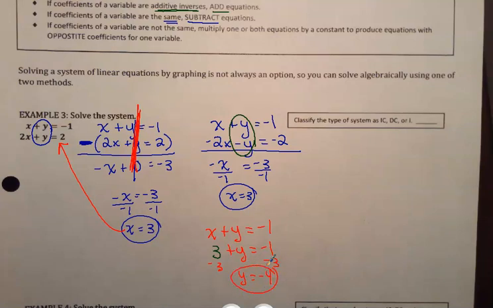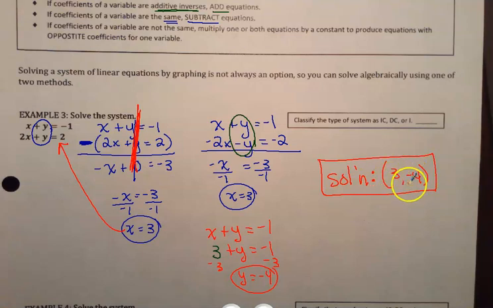So what is my solution? It is 3, negative 4. It's that ordered pair 3, negative 4. Again, I have 1 point. That's my solution. So what type of system do I have? Independent, consistent. So we are eliminating a variable. Doesn't matter how we do it, like which variable we eliminate, we're just having to eliminate 1. How do we get them to cancel out?